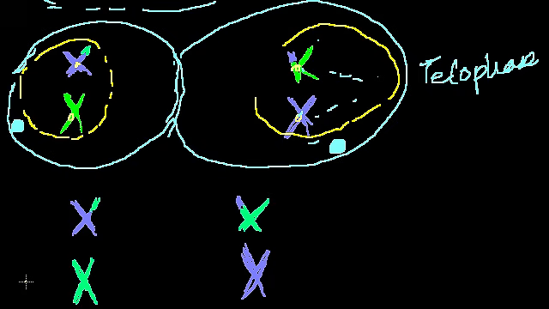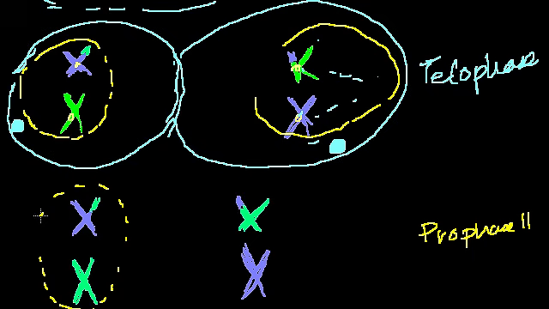Now, when we enter prophase 2, what do you think is going to happen? Well, just like before, you have your nuclear envelope that formed in telophase 1, it's kind of a temporary thing, it starts to disintegrate again. And then you have your centromeres.